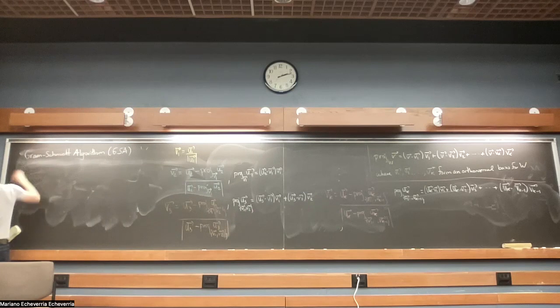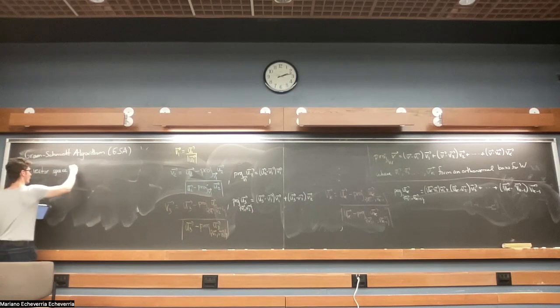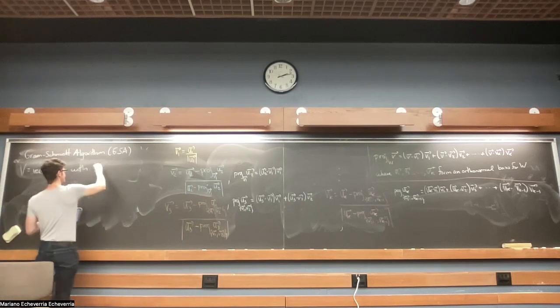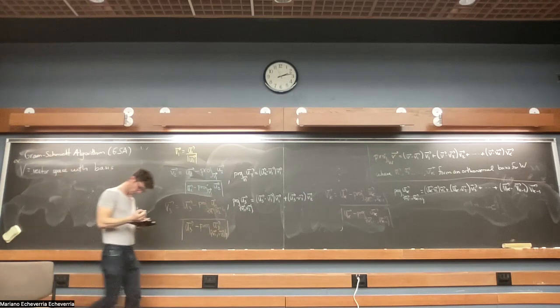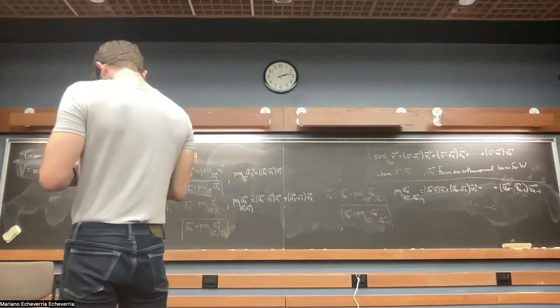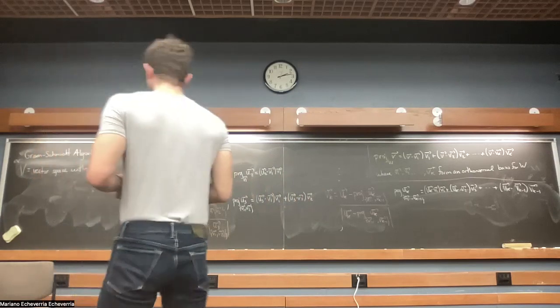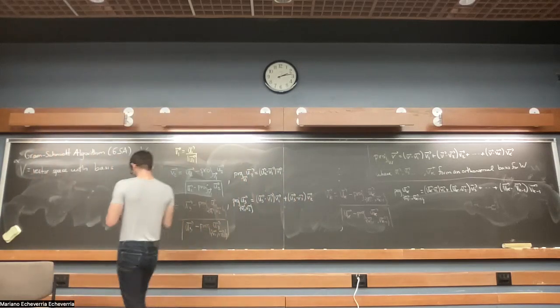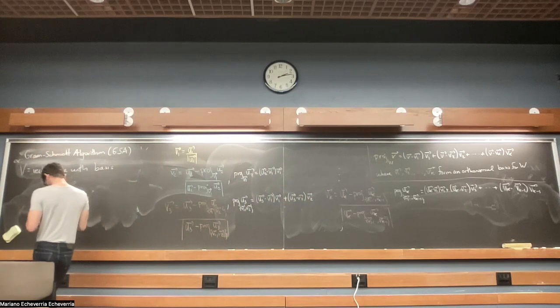Here's the example. So B is a vector space, with basis as shown.